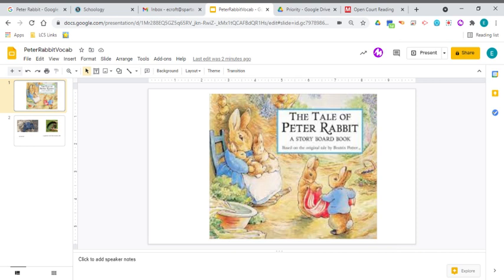Today, your story is The Tale of Peter Rabbit, and it's by Beatrix Potter. Before we get started, I wanted to tell you a little bit about Beatrix Potter, because she was born a very long time ago, and she loved fairy tales and folk tales, and she even wrote her own versions of Cinderella and Sleeping Beauty.